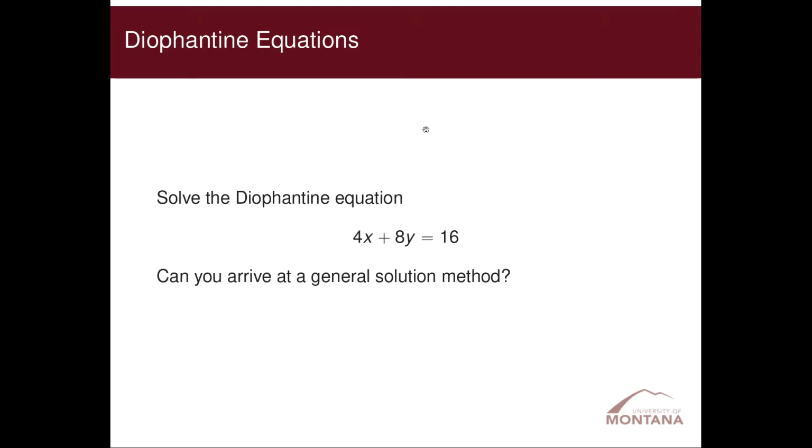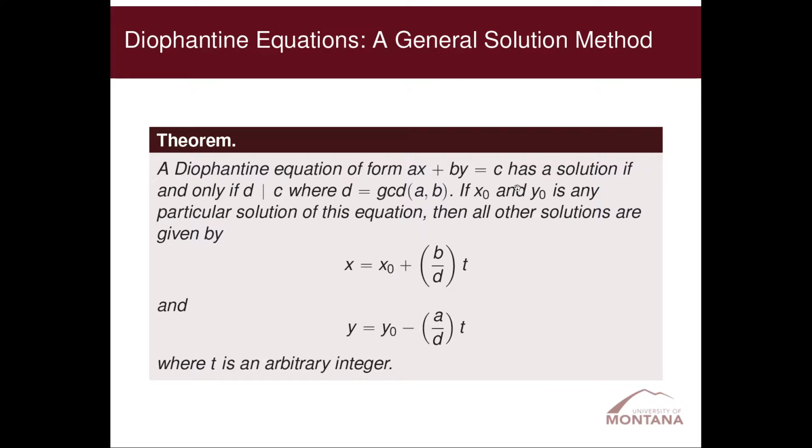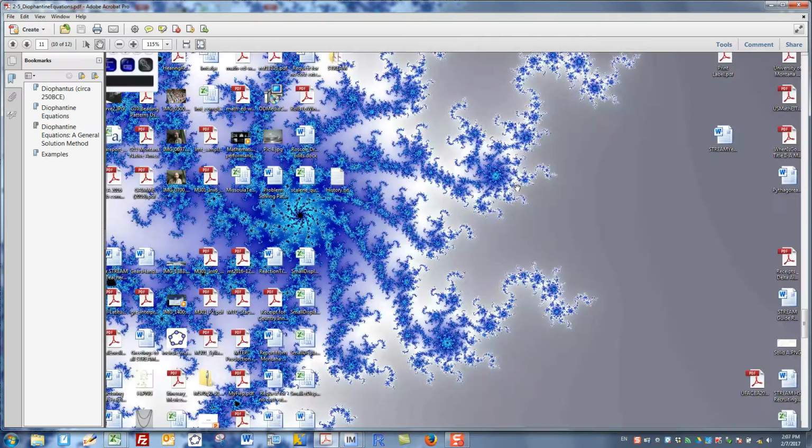We came to a conjecture, and the conjecture, loosely stated, was this: if we have a Diophantine equation of the form ax plus by equals c, then it has a solution if and only if D divides C, where D is the GCD of A and B. And if we have any particular solution, x naught, y naught, then all the other solutions can be given by x naught plus B over D times t and y naught minus A over D times t, where t is any arbitrary integer. Okay, so this seems to be the general solution to a Diophantine equation, and I guess we should probably prove this large statement.